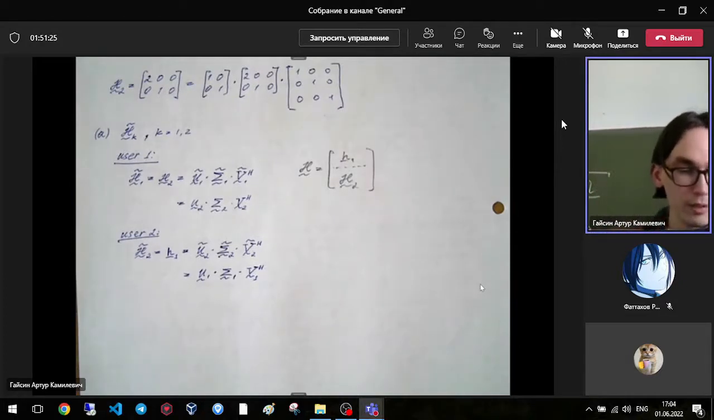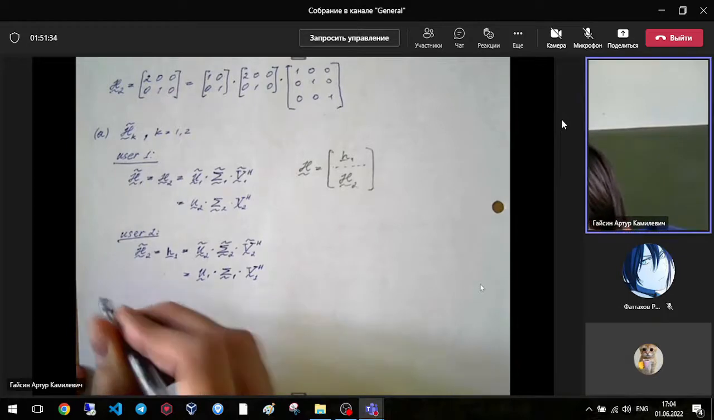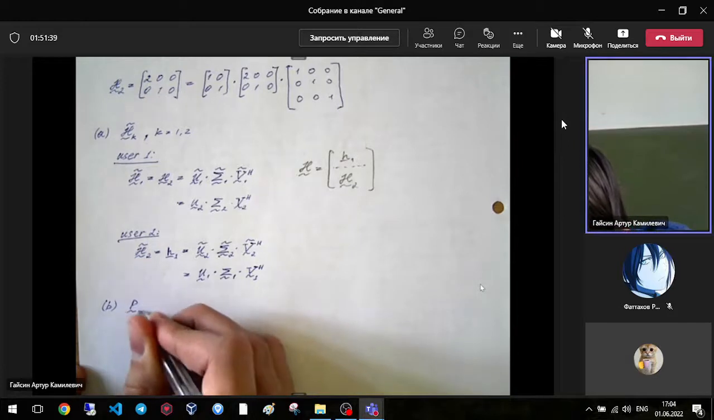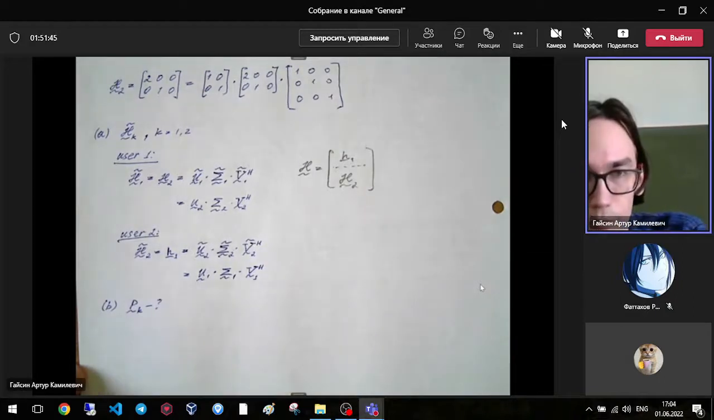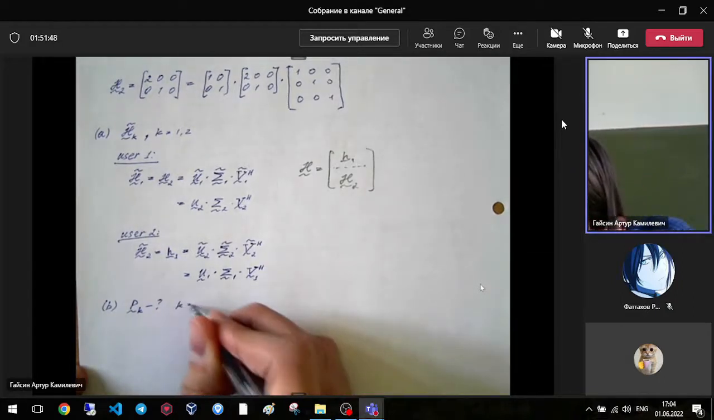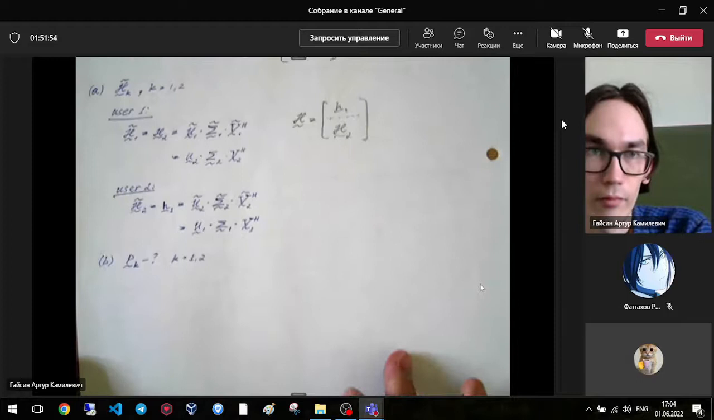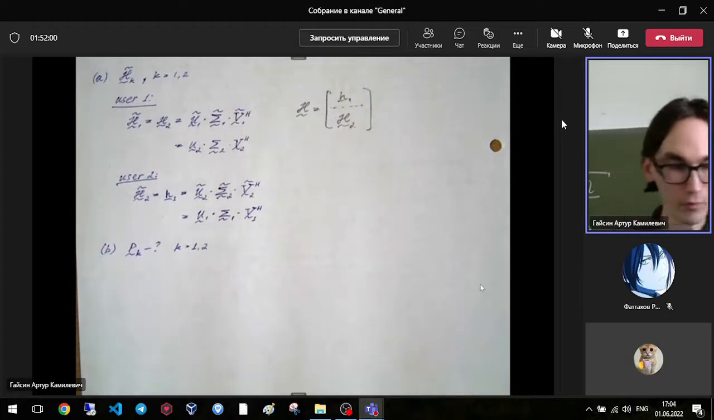So next, let's calculate the projection matrices for this first user and second user. So B, we need to calculate the projection matrix, P with index k, and also k goes from 1 to 2. And let's check our notes. So what do we have here about P1.